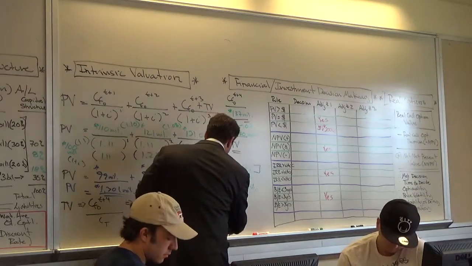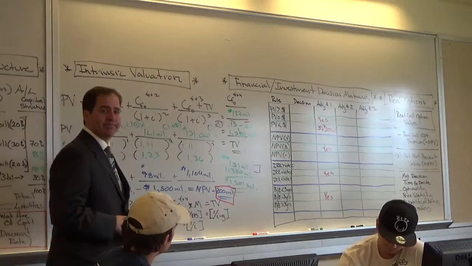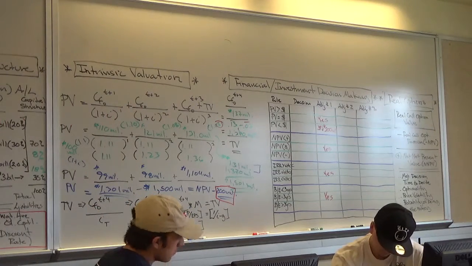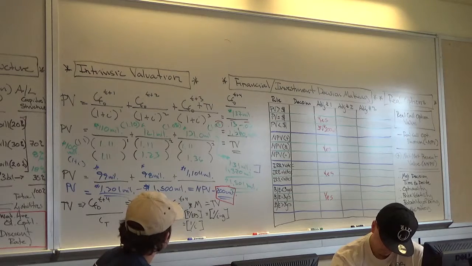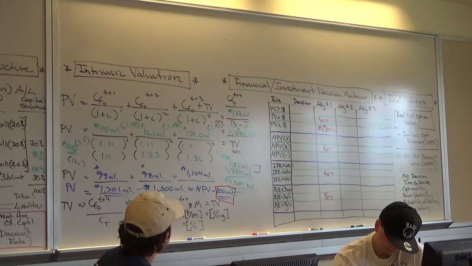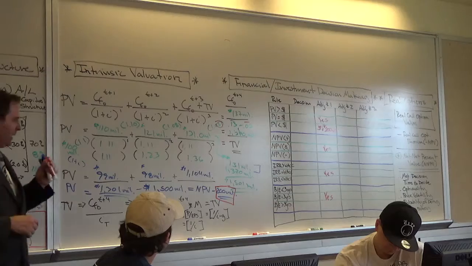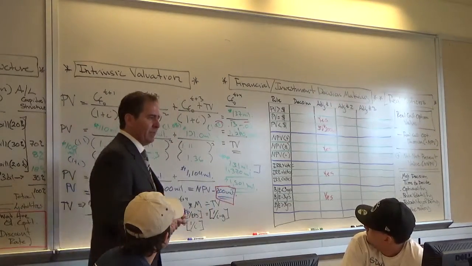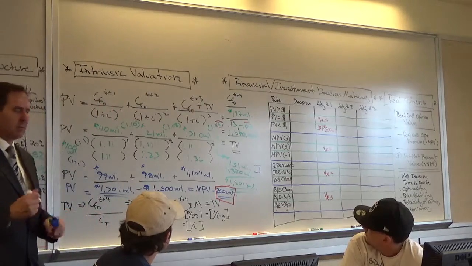Could I ask for a price reduction? Could I go back and negotiate? Could I ask for a $200 million price reduction? If I go back and negotiate a $200 million price reduction, what does my net present value come out to be? 0.